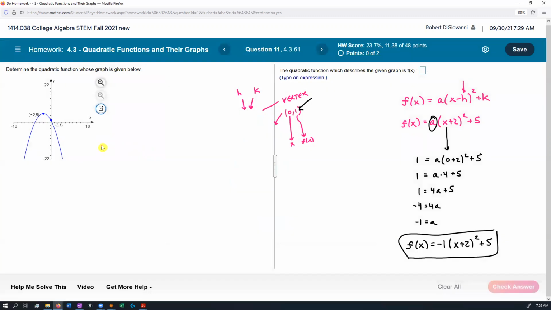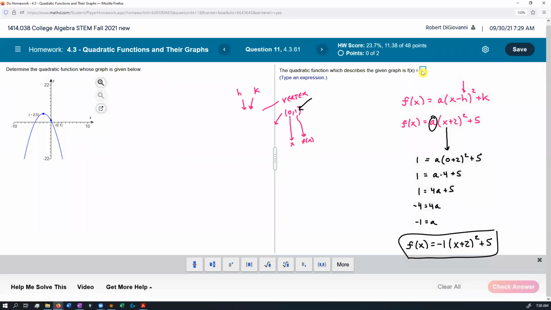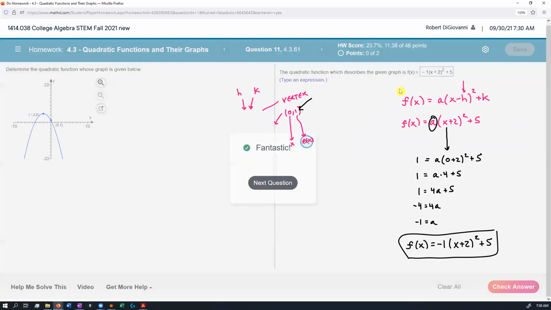So let's type that expression in here. Here we go. So -1, and then x plus 2 squared plus 5. Let's see if it takes that. Yeah.